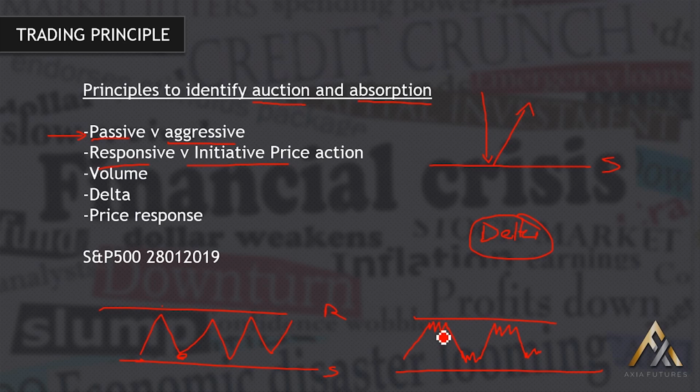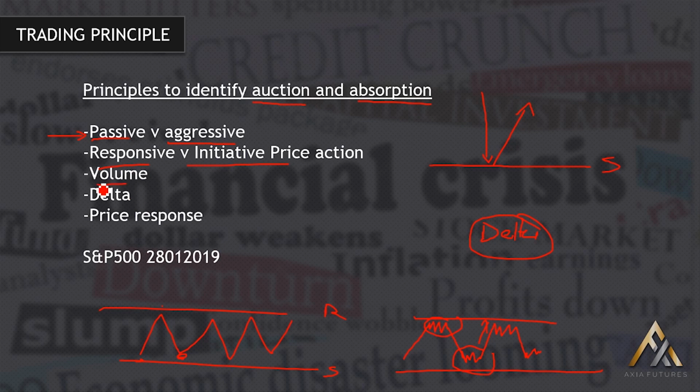But the concept, the understanding is that in this area, we have responsive reaction from the sellers, and then the sellers initiate. In this area, we have responsive action from the buyers, and then we initiate in the opposite direction. Okay, that's effectively the process of absorption. There's absorption or responsive price behavior taking place at the support and resistance.